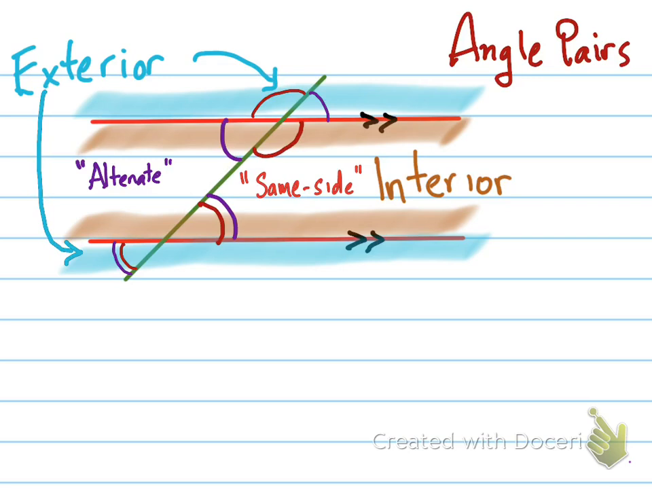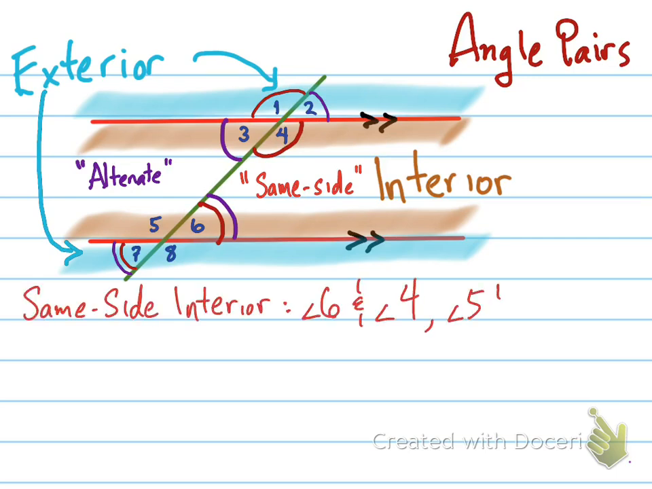All right, so it all depends on whether they are in between the parallel lines or outside of the parallel lines, and whether or not they are on the same side or on the alternate sides of the transversal line crossing them. Okay, so I'm going to number the angles here, and we're going to talk specifically about some pairs.